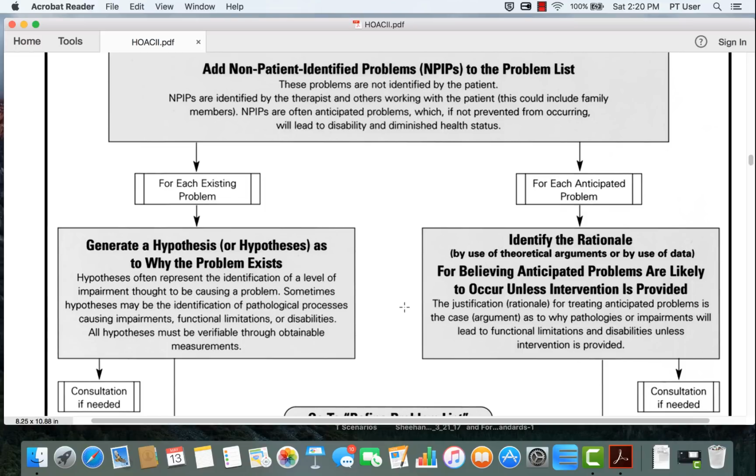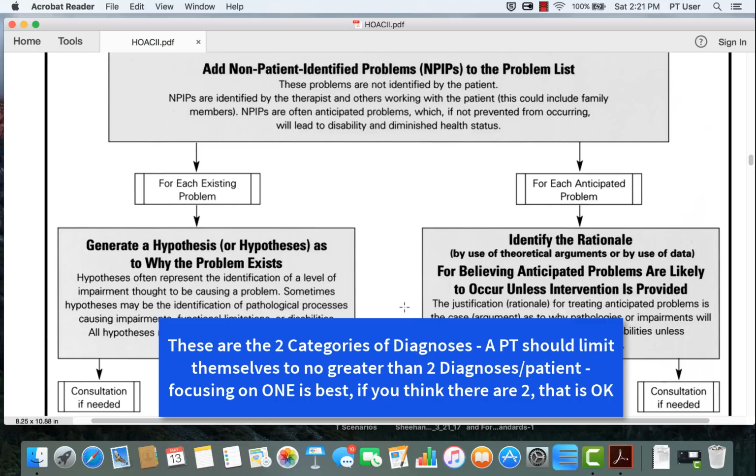The reason why this separation between these two types of diagnoses, one for existing problems and one for anticipated problems, is so important is because it highlights two aspects of what we do in terms of plan of care. One that's more common, more traditional, more thought of. The other less so traditionally, but certainly at the forefront of healthcare today.